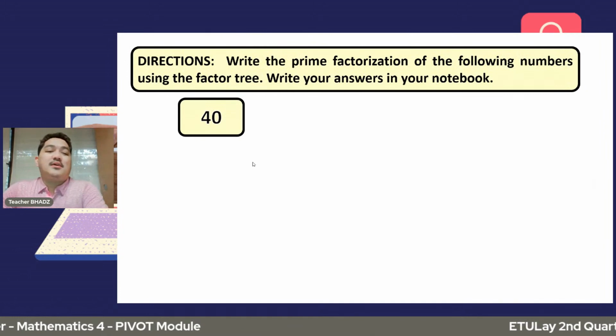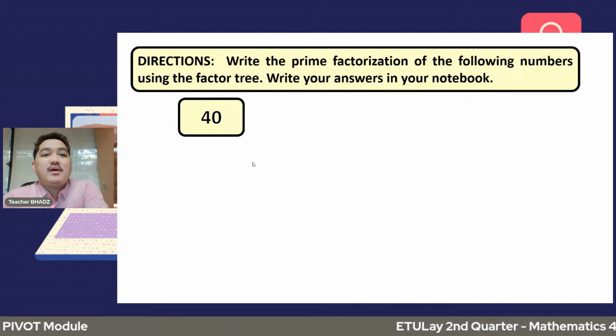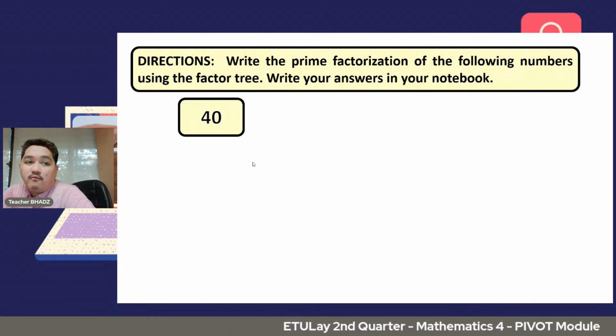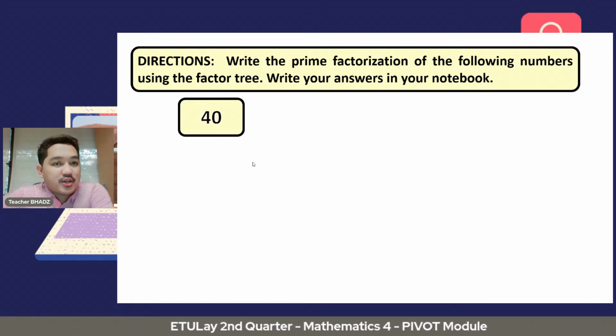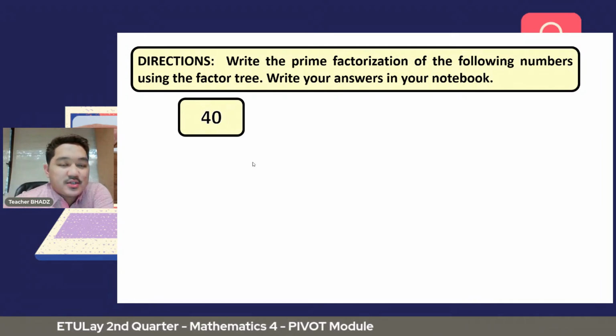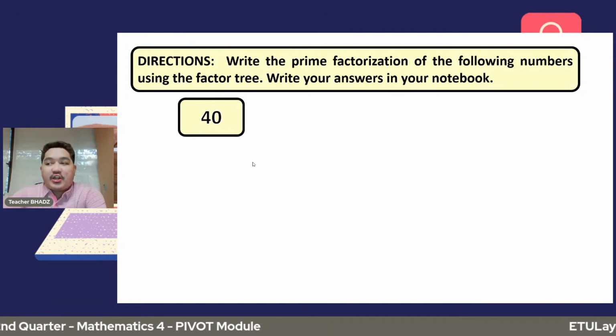For our last number, we have write the prime factorization of 40 using the factor 3 method. Write your answers in your notebook. We have 40.